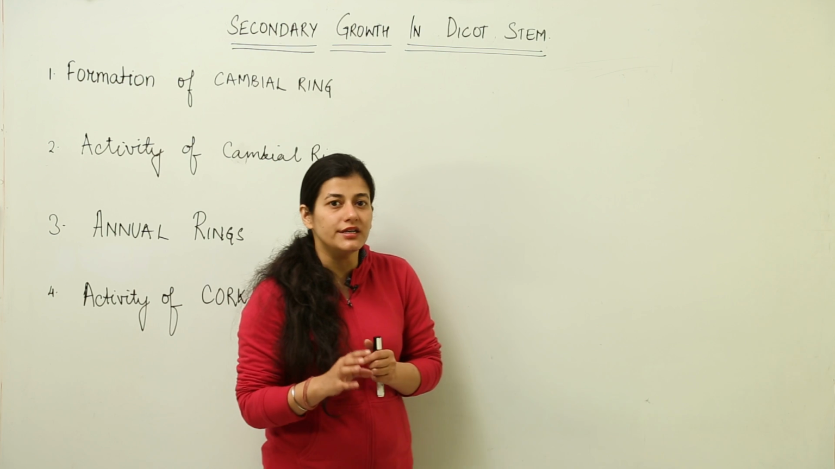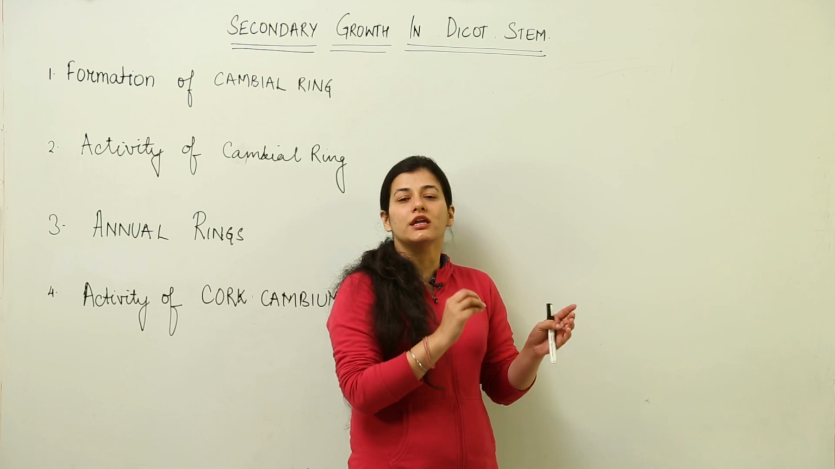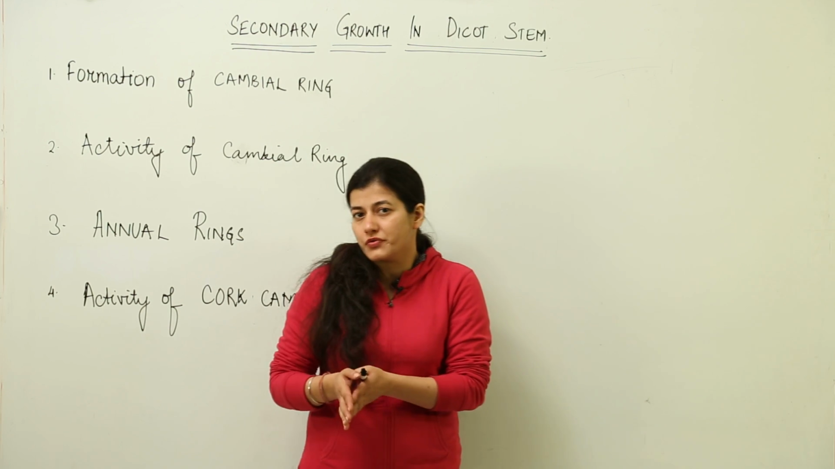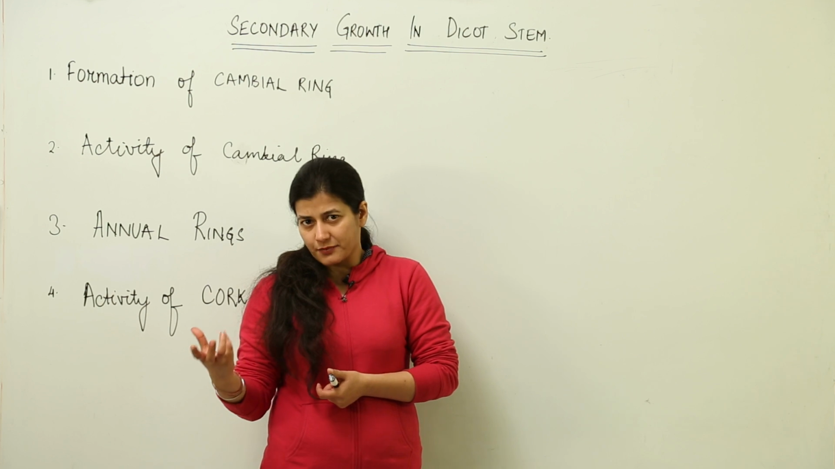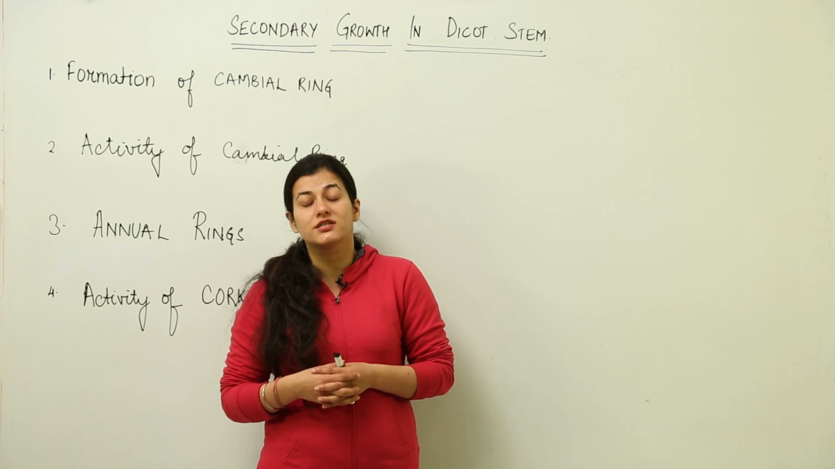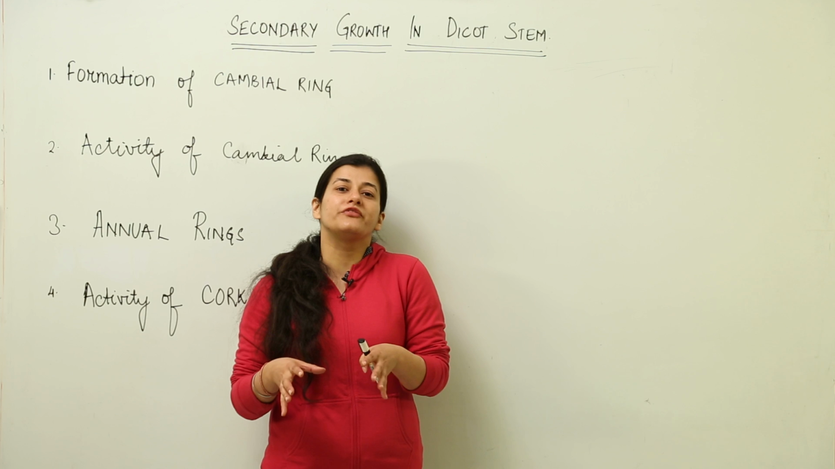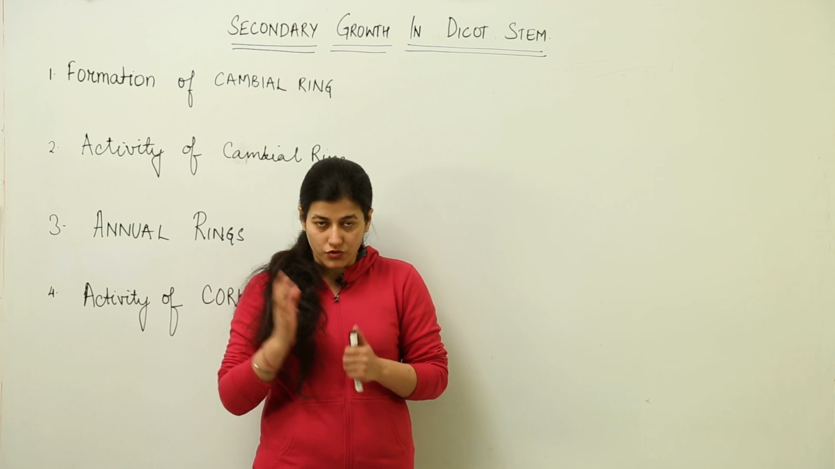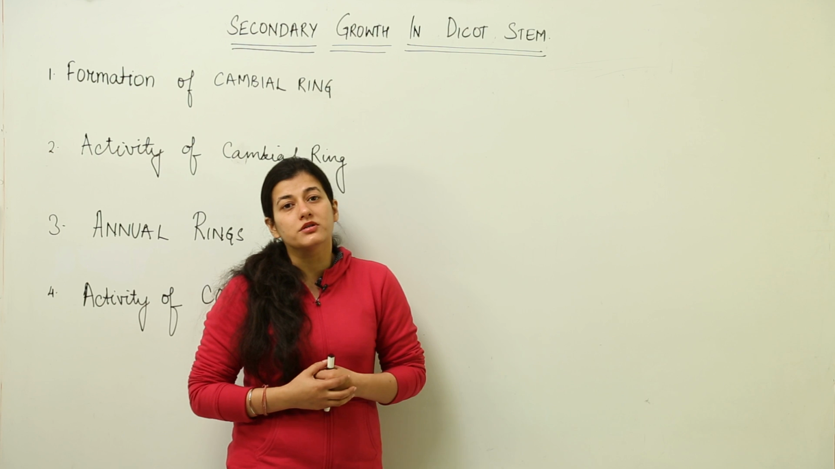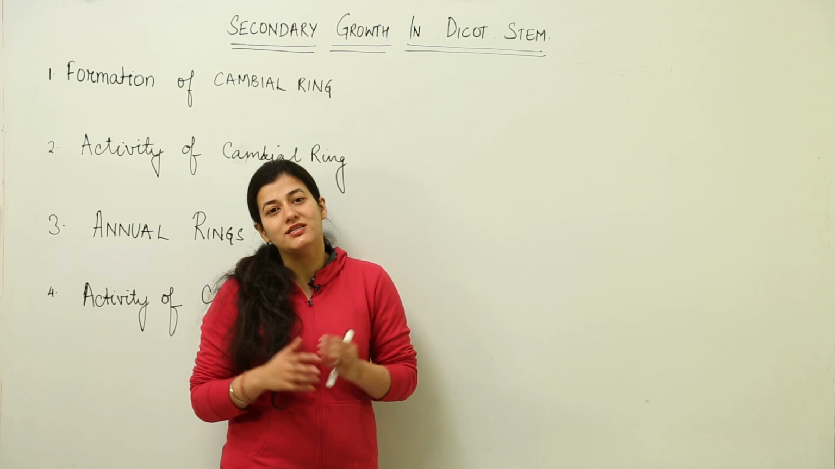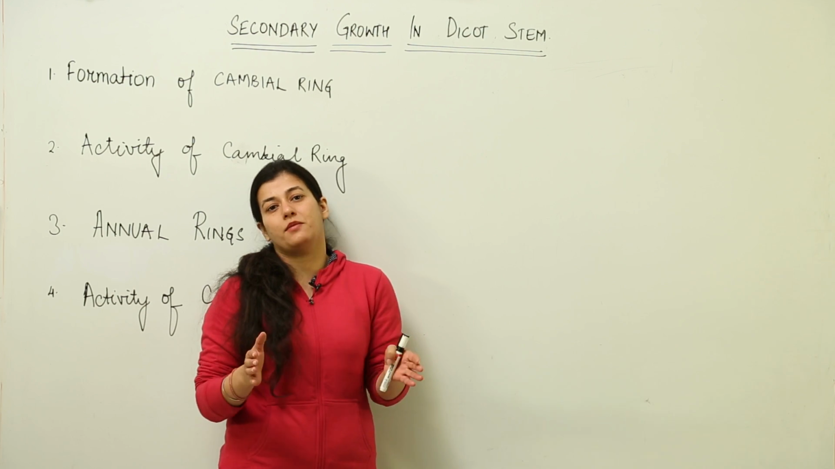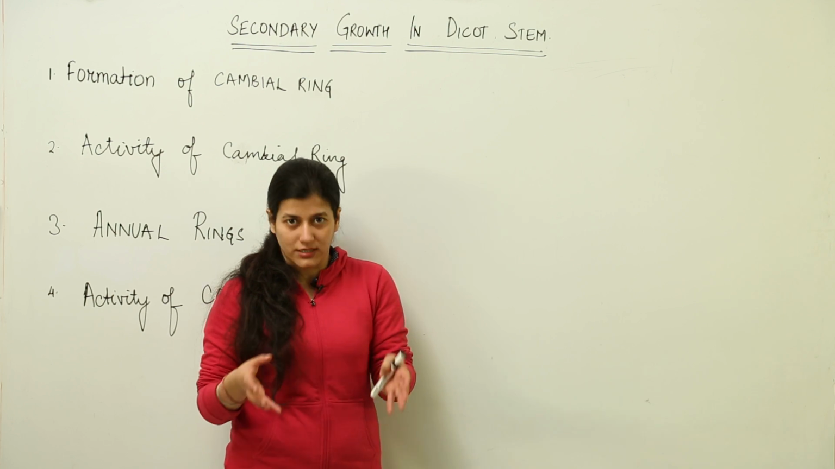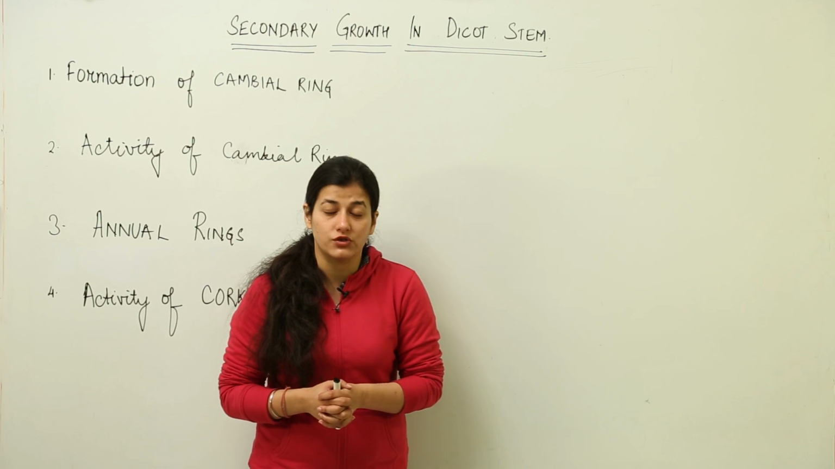You would not find the secondary growth occurring in a monocot stem or a monocot root, with a few exceptions of course. We primarily find this secondary growth in the dicot stems and dicot roots. Now this entire process is responsible for increasing the width of the stem or the root, which, as I told you, would be dicot in nature.